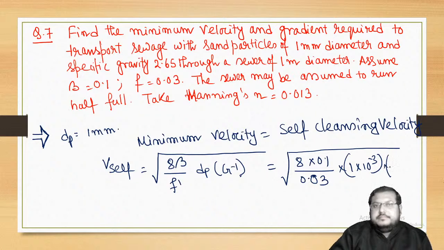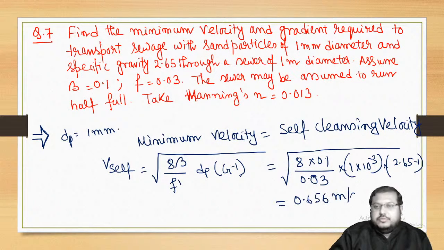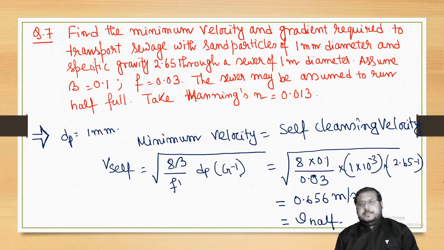G is 2.65 minus 1. It will be 0.656 meter per second. Though they have asked for half filled, as the fully filled velocity is equal to the half filled velocity, so no changes will be there.